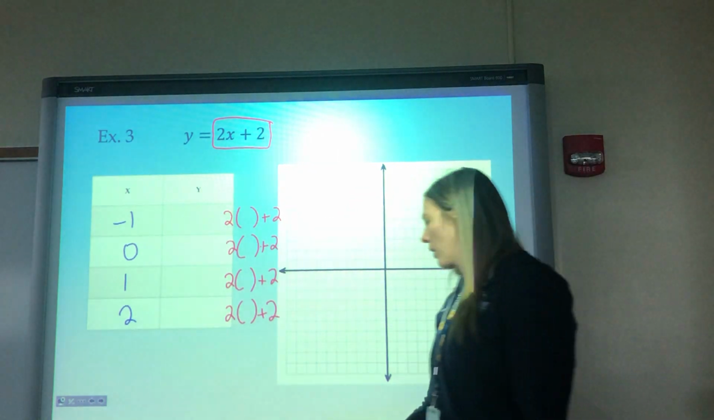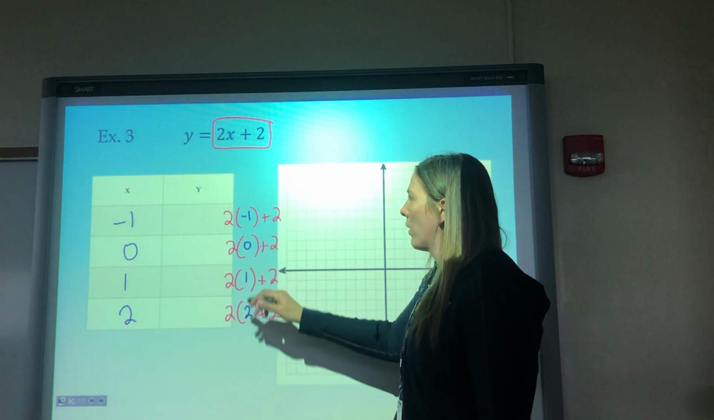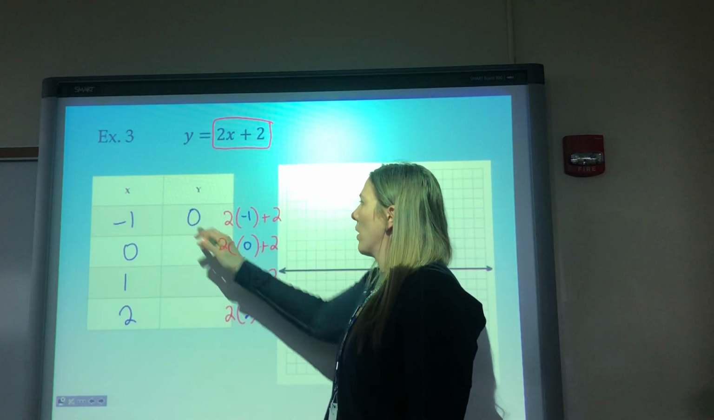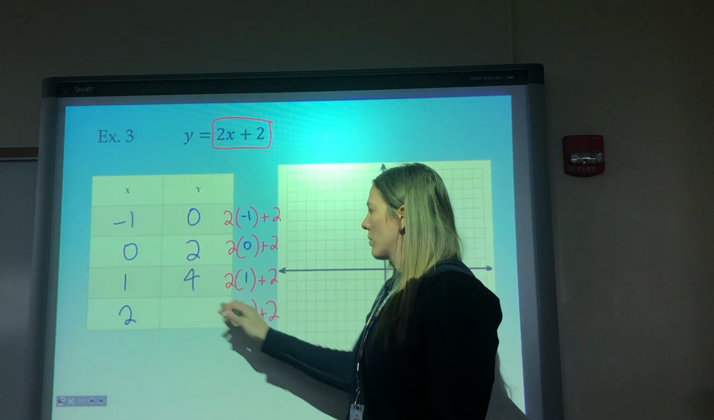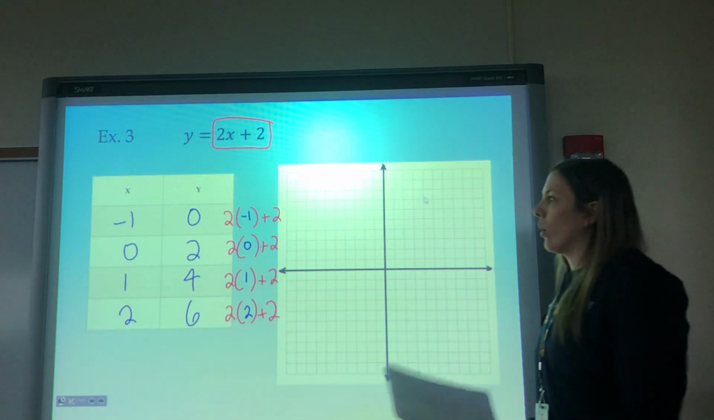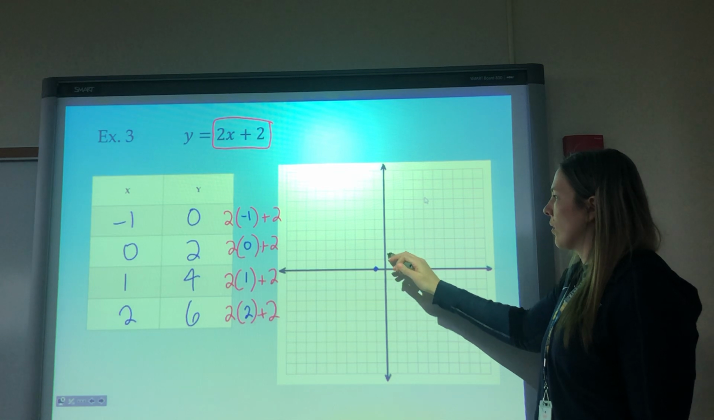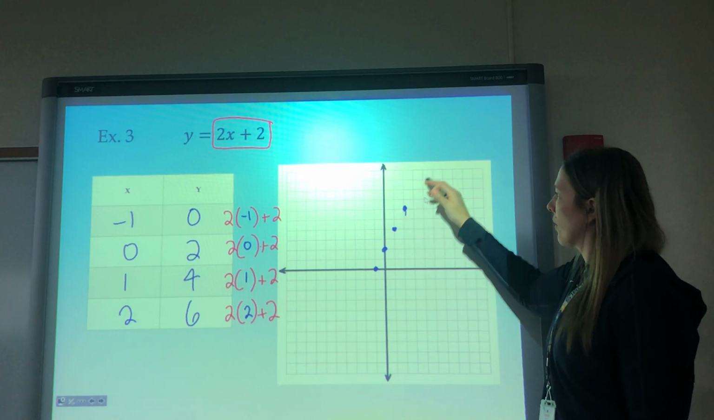And fill in -1, 0, 1, and 2. So multiply and add, we get -2 plus 2, which is 0, 0 plus 2, which is 2, 2 plus 2, which is 4, and 4 plus 2, which is 6. So there's my 4 ordered pairs: -1, 0; 0, 2; 1, 4; and 2, 6.